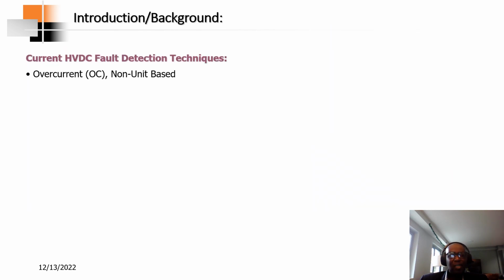Now let's go to the next slide. We'll talk about the current fault detection techniques that we have out there. The first one is overcurrent protection, which is non-unit based and localized.